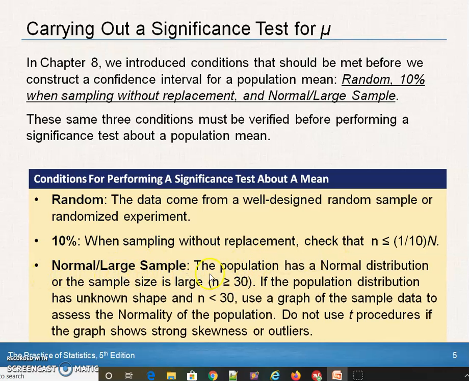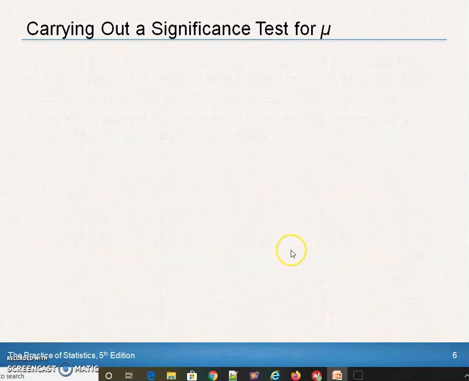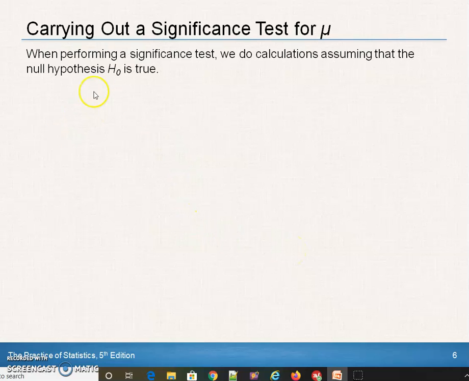The normal and large sample condition is that n is greater than or equal to 30, if you remember that. If the population distribution has an unknown shape, then you've got to have that 30 or better. If n is less than 30, then you've got to use some sample data to figure out if it's close to normal. Do not use t procedures if the graph shows strong skewness or outliers. So how do you carry out the significance test?